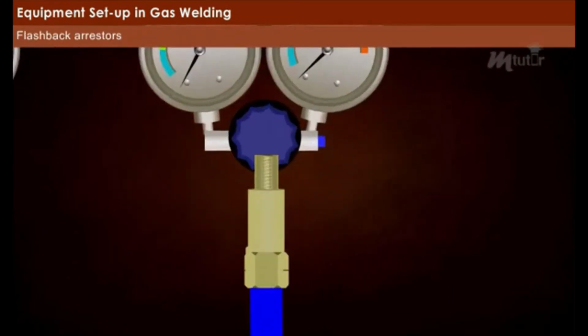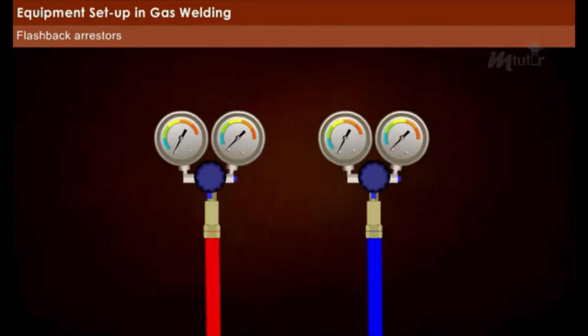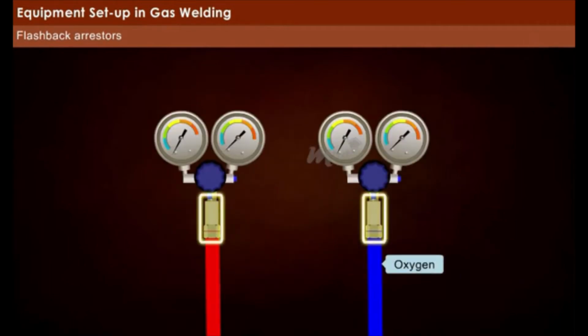Flashback arresters. It is used to stop the flame or reverse the flow of gas back up into equipment or supply line. Flashback arresters must be fitted on both oxygen and acetylene regulators.